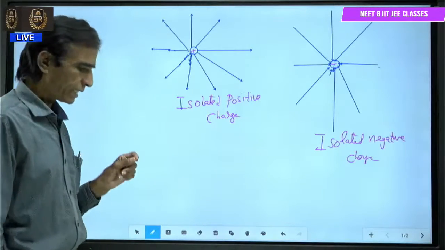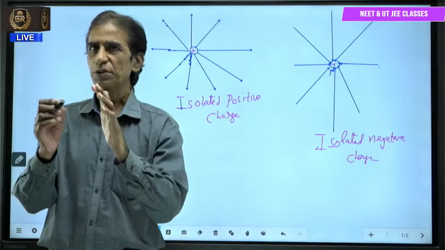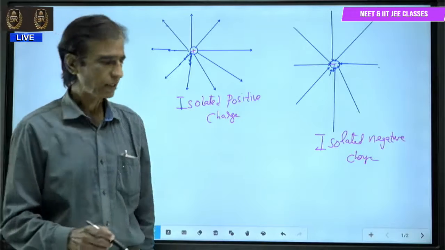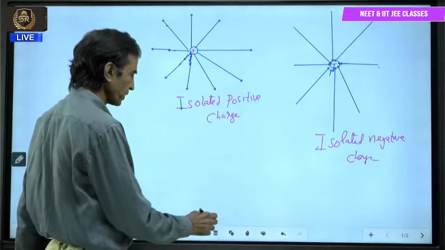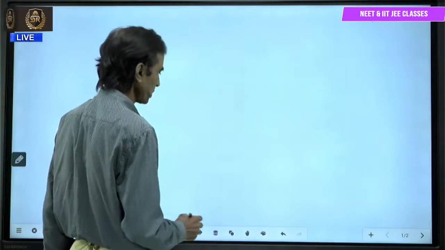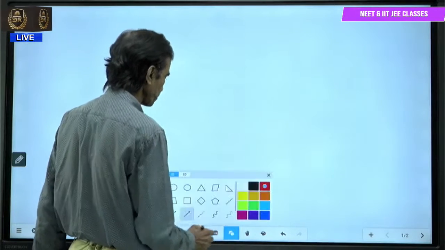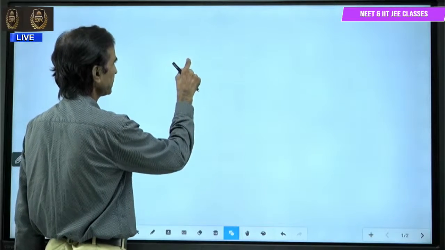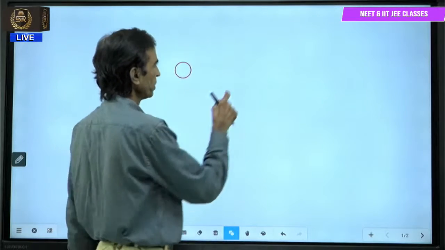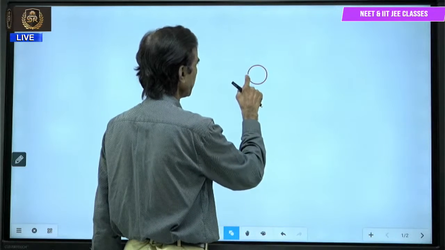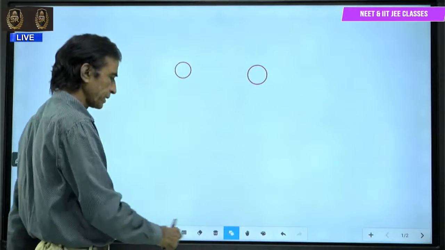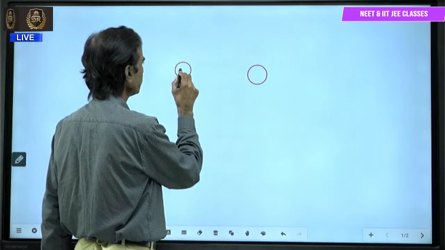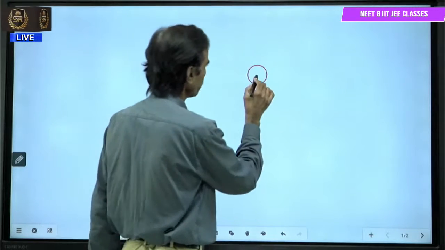Now let us take two charges, one positive charge and one negative charge. Then how will the field lines be here? So we will now take one positive charge and one negative charge. We are taking two charges now. So let us say this is positive, plus Q, and this is negative, minus Q.